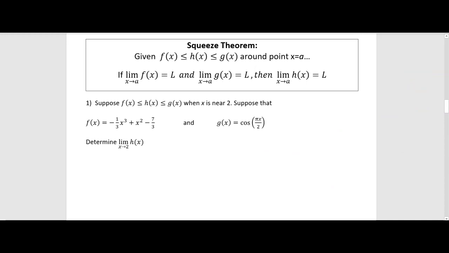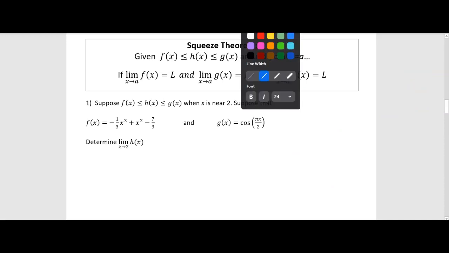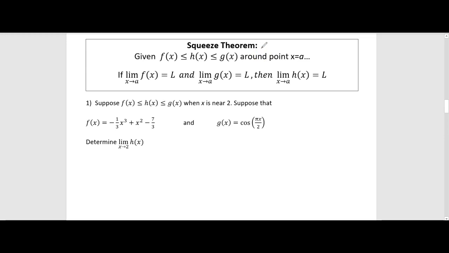Okay, so I got rid of the graph just to give us some extra space. But essentially, what we need to think about here is they don't give us the function h of x. So our only real option to determine this limit is to invoke the squeeze theorem. And they already tell us that h of x is between f of x and g of x, and that f of x is always less than or equal to h of x, and h of x is less than or equal to g of x.